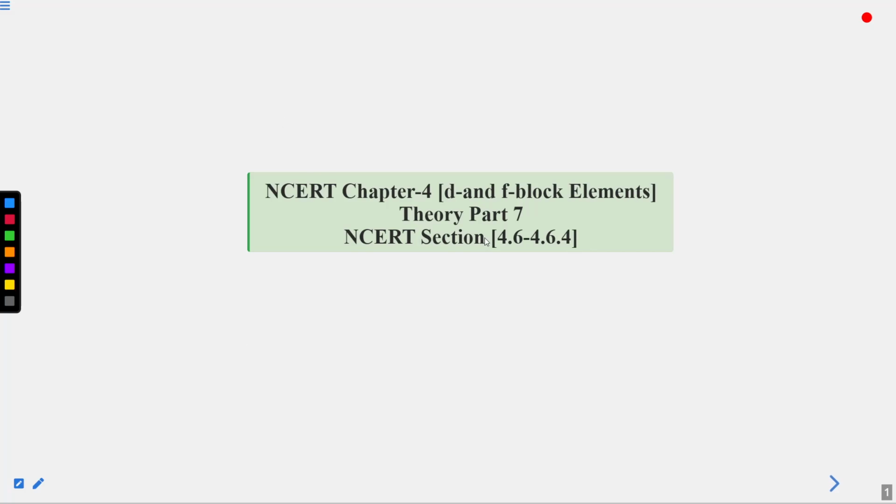Hello everyone. Today we are going to study the D and F block elements theory part 7. So let's begin today's topic, NCERT chapter 4, D and F block elements theory part 7, and today we are going to cover NCERT section 4.6 to 4.6.4.